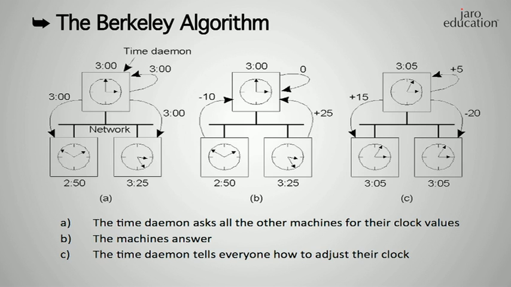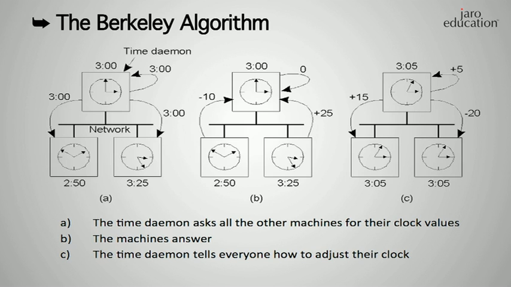Now how this algorithm works is shown in the figure, where the time daemon calculates the time as 3:00, and it polls the two machines and asks what the time is right now. The two machines send the time. One of them says it is 2:50, and the other says it is 3:25. See the difference. It is not just two machines, but the system may have many machines, and all of them will give the actual time they have on their clocks.